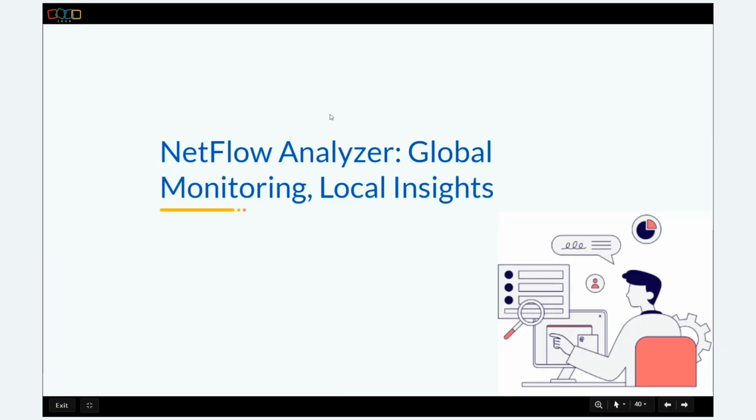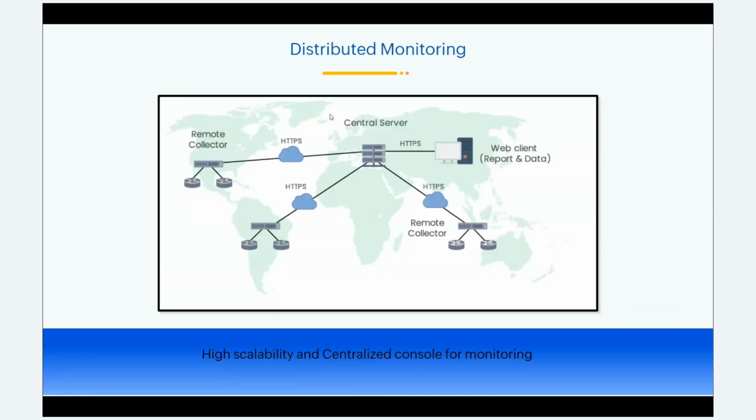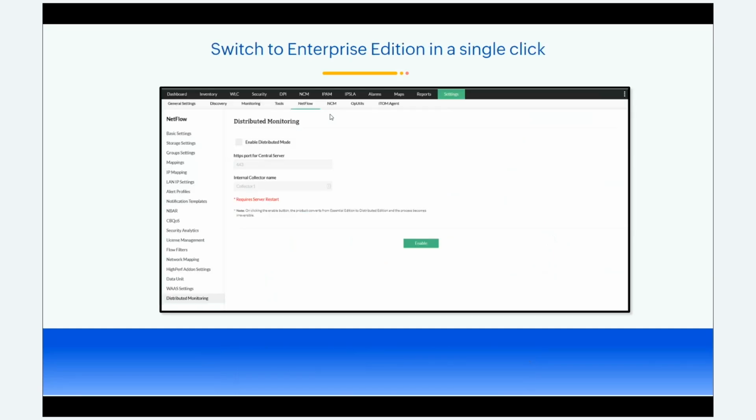NetFlow Analyzer also offers the benefit of distributed monitoring with Enterprise Edition. With distributed monitoring, you'll be able to scale and monitor all the globally located data centers. You can have a centralized console, and to view all the data of monitoring different collectors or servers, you can click on that particular collector of that particular office and view the UI of that server. And if you're a professional edition user and you're scaling your organization and want to utilize distributed monitoring, you can switch to enterprise edition in a single click with NetFlow Analyzer UI instead of going to download again.